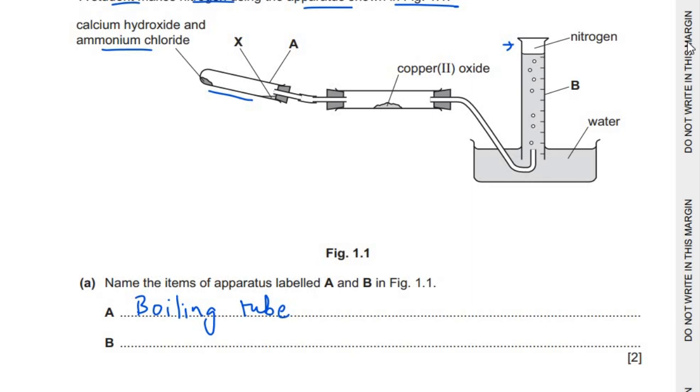And in the B, you can see here it's labeled, so that is the measuring cylinder. Here we have used an inverted measuring cylinder to collect the gas. So here we have measuring cylinder used to collect the nitrogen gas.